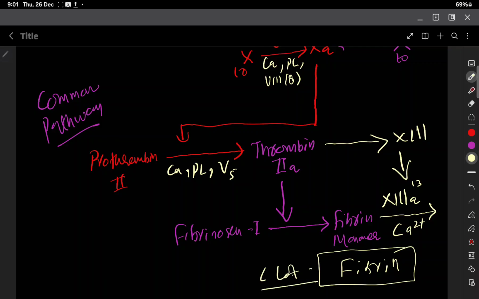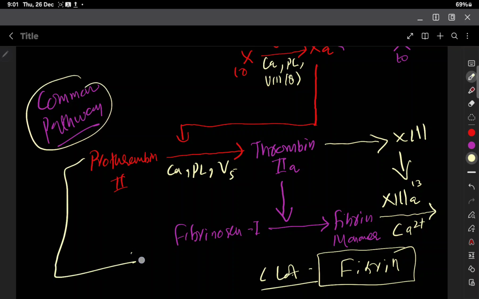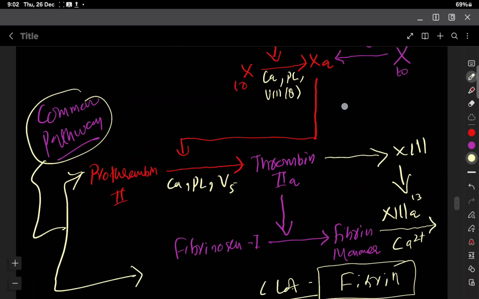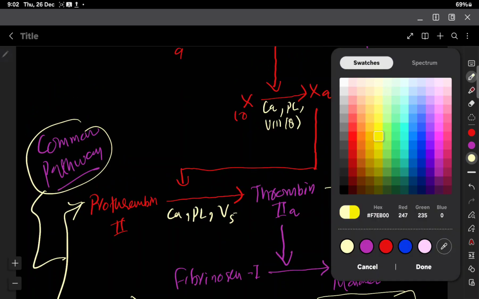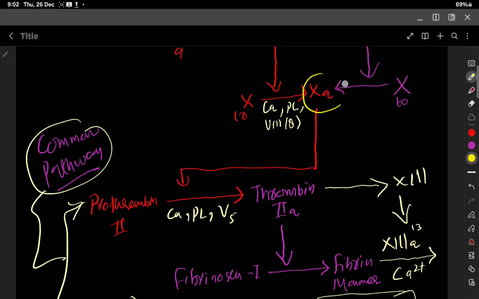So this is the process of coagulation, or how coagulation occurs in our body. This pathway from here to here is called the common pathway, which occurs in coagulation. So what actually happens in the common pathway? Till now we have studied the extrinsic and intrinsic pathways. The main important thing here is factor 10. This is formed by the intrinsic as well as the extrinsic pathway.